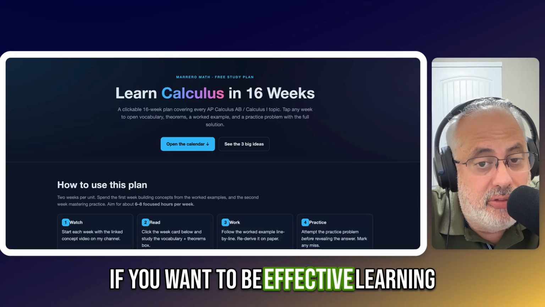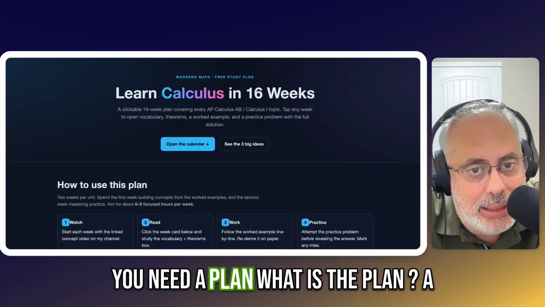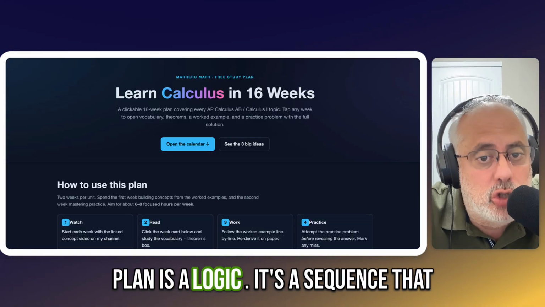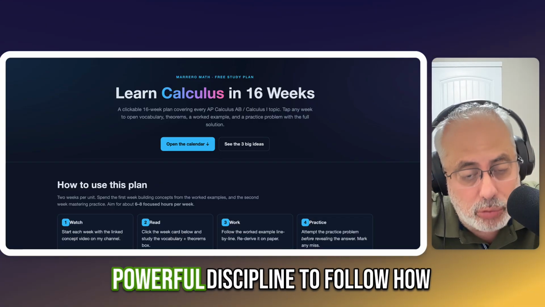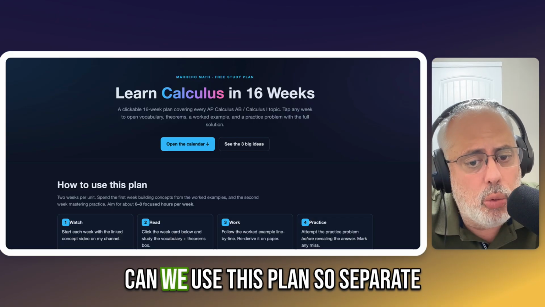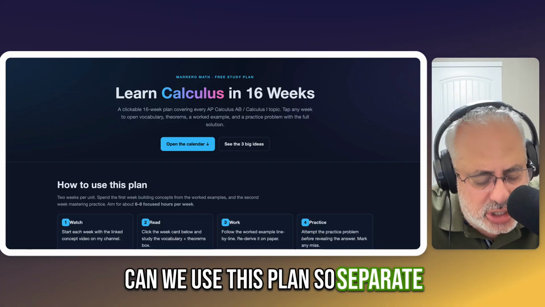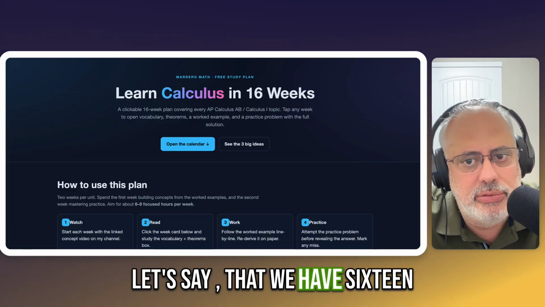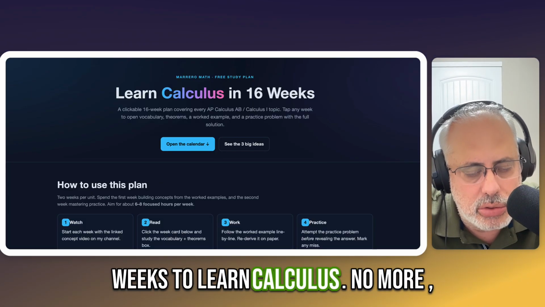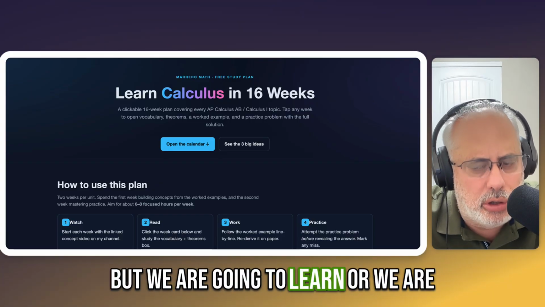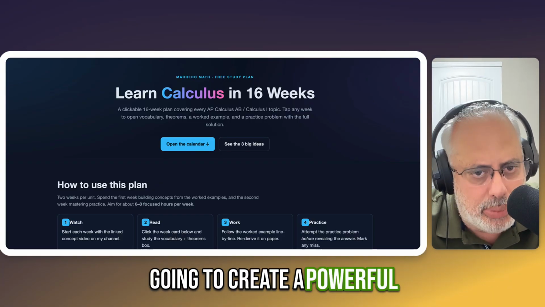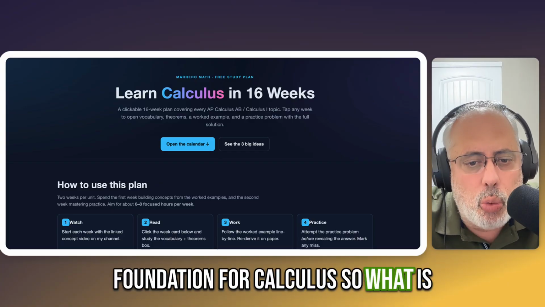If you want to learn effectively, you need a plan. What is the plan? A plan is a logic, a sequence that you are going to have a powerful discipline to follow. How can we use this plan? Let's say that we have 16 weeks to learn calculus, no more, no less. Maybe we need extra weeks, but we are going to create a powerful foundation for calculus. So what is this plan?